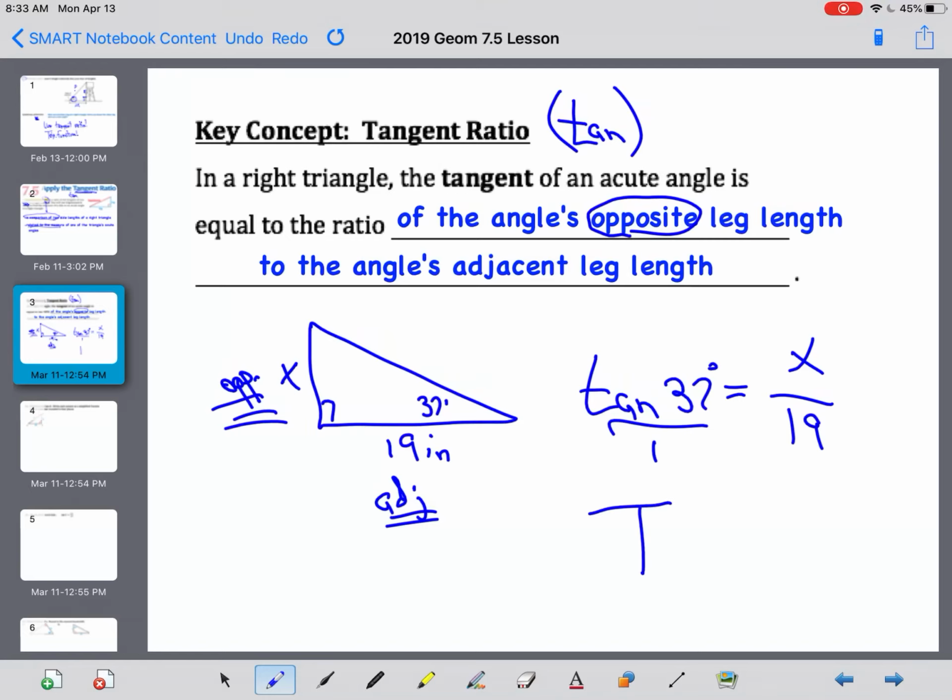A way to remember is to use this mnemonic device TOA, which means tangent of the angle is the opposite leg over the adjacent. So this is a device to help us remember the tangent ratio. Let's go ahead and put this into practice with a few, but not all, of these problems.